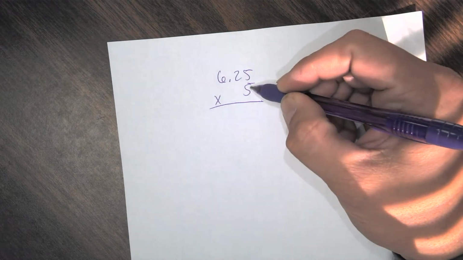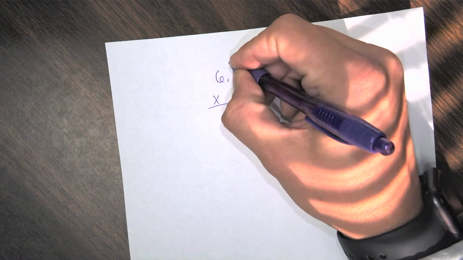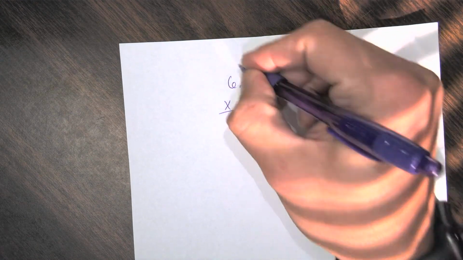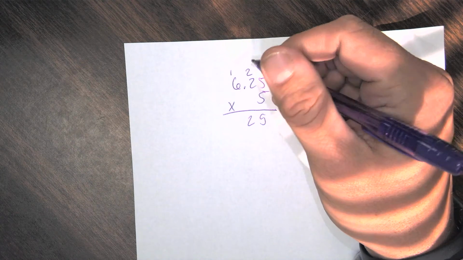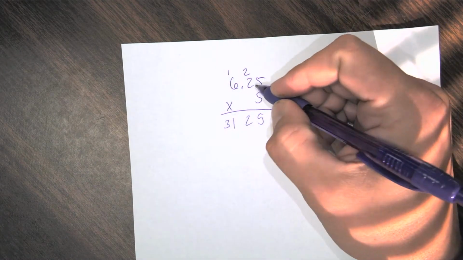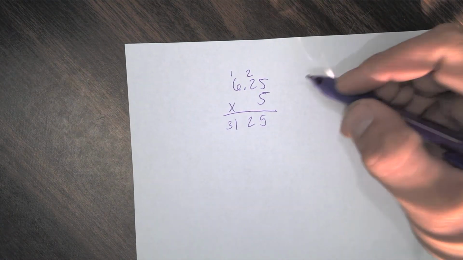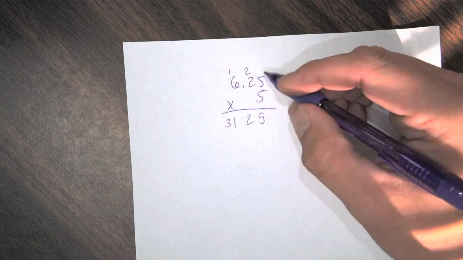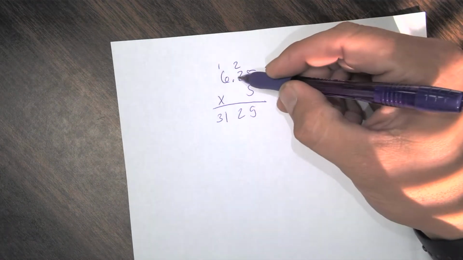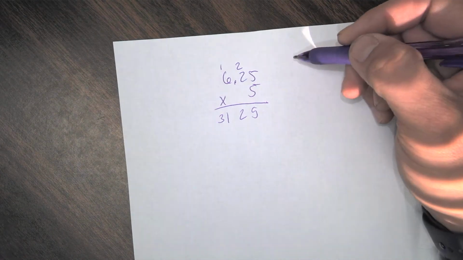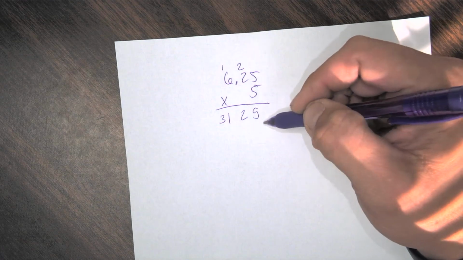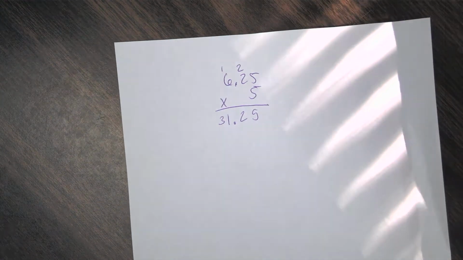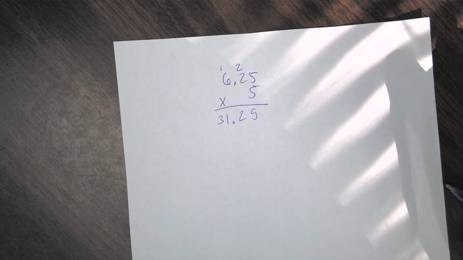So 5 times 5 would be 25. 5 times 2 is 10, plus 2 is 12. And then 5 times 6 is 30, plus 1 is 31. Now, this is where the decimal comes into play. So I have to write my decimal after how many numbers are after it. So if I look, there are 2 numbers after the decimal point. So that means I have to move my decimal in my answer 2 times. So 1, 2. So your answer would be 31 and 25 hundredths.